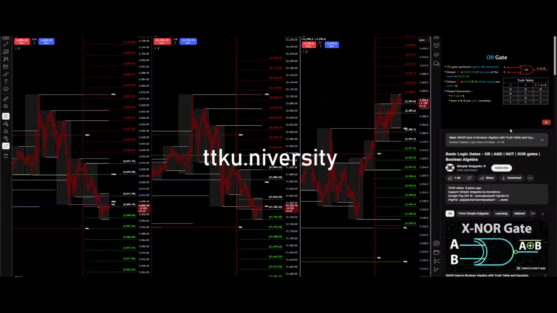Also this is the truth table of an OR operation. So as you can see, only when the values of A and B are both 0, the output is 0, and in all the other cases it is 1.